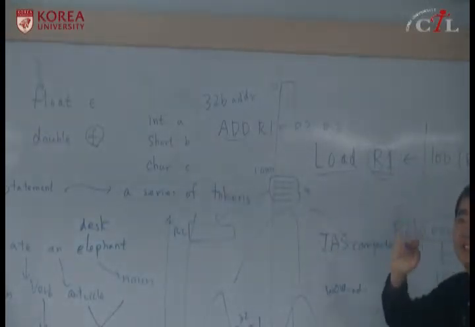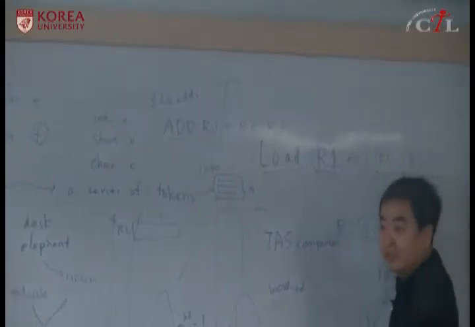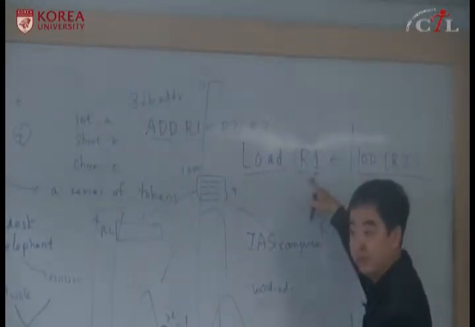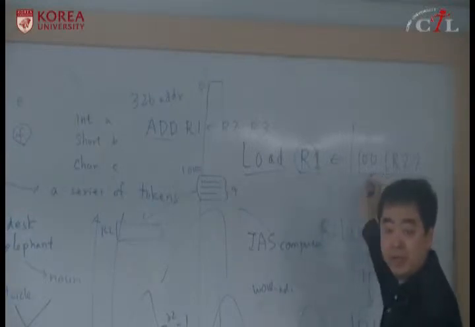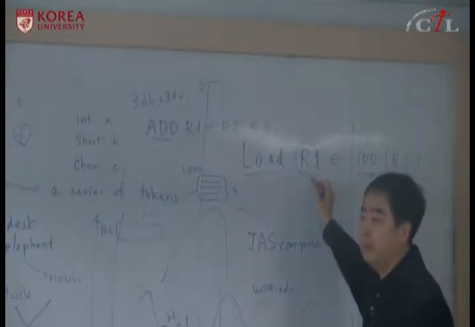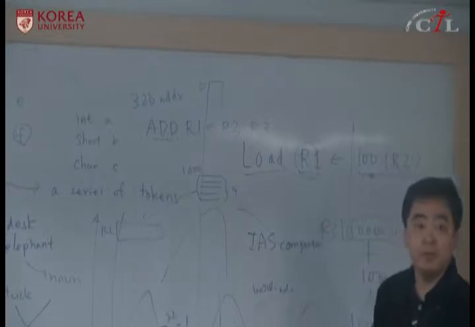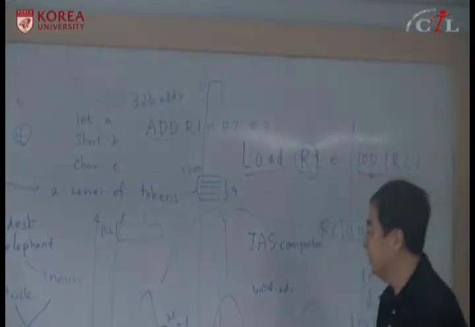This is the destination, okay? And this is the source. This is the memory operand. This is the register operand. This is the source. This is the destination. For a memory operand, you just specify the location, the address. For a register operand, you just specify the register number. Okay? That's the operand.